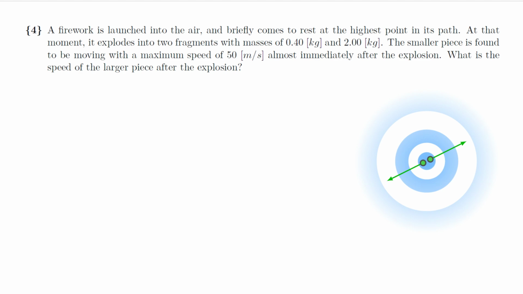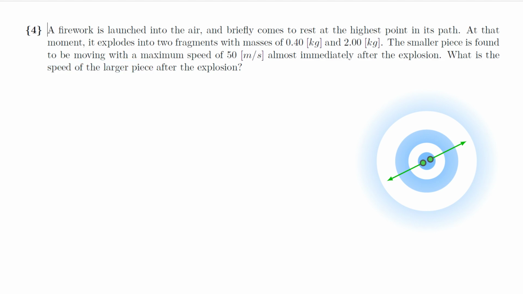Okay, let's take a look at this one. A firework is launched into the air, briefly comes to rest at the highest point in its path. At that moment, it explodes into 2 fragments with masses given, 0.40 kilograms and 2 kilograms. The smaller piece, in other words, the 0.40 kilogram piece, is found to be moving with a maximum speed of 50 meters per second almost immediately after this explosion. What is the speed of the larger piece after the explosion?